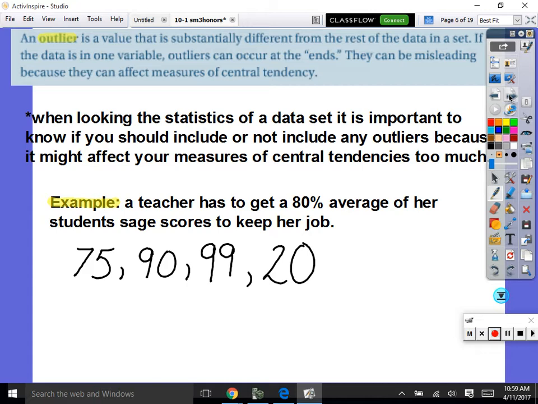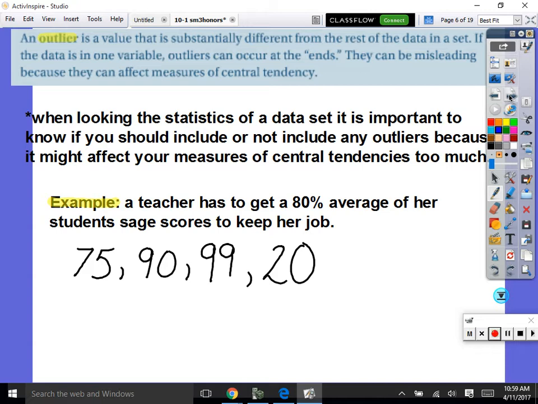If the data is in one variable, outliers will occur at the end. So they're going to be extremes. Like if something's extremely lower than the rest of the data points, then that's considered an outlier. If something's extremely larger than the rest of the data points, that would be an outlier.